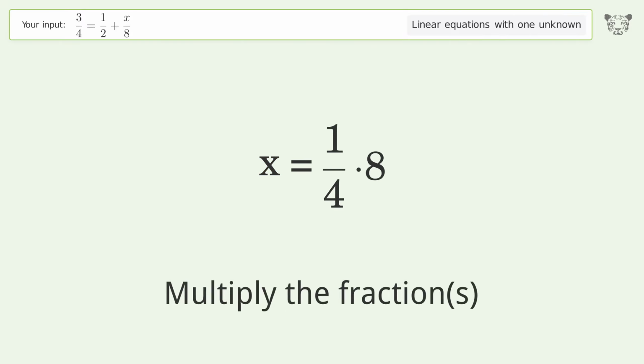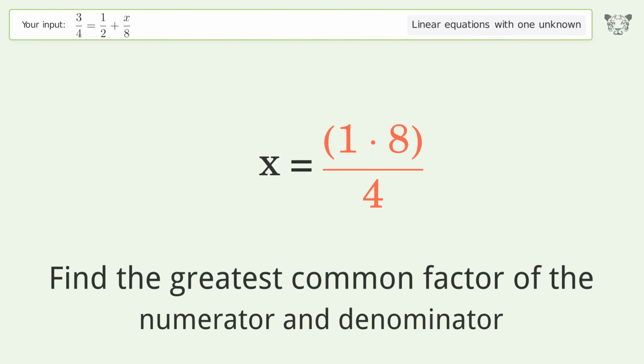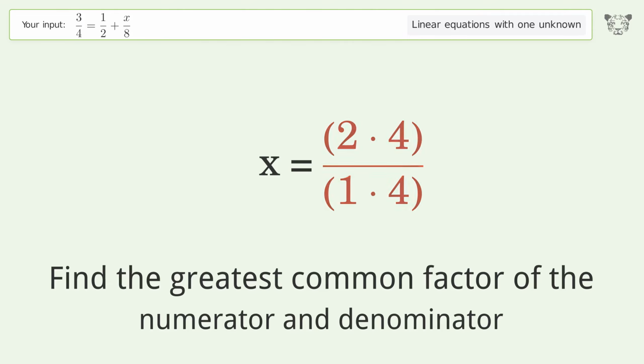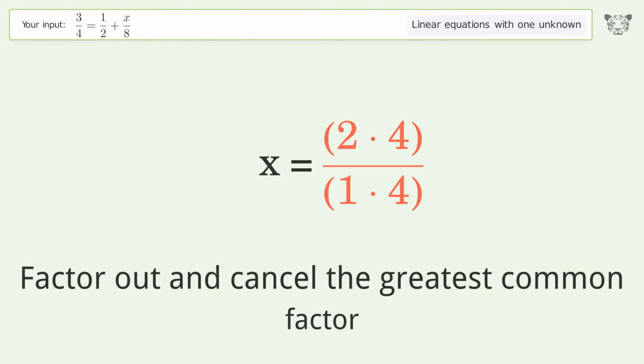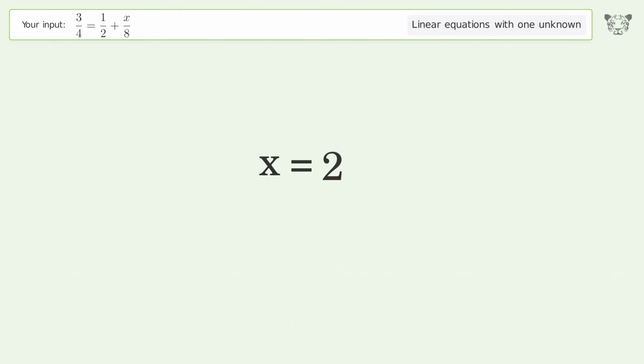Multiply the fractions. Find the greatest common factor of the numerator and denominator. Factor out and cancel the greatest common factor. And so the final result is x equals 2.